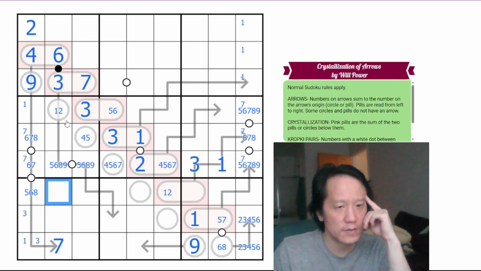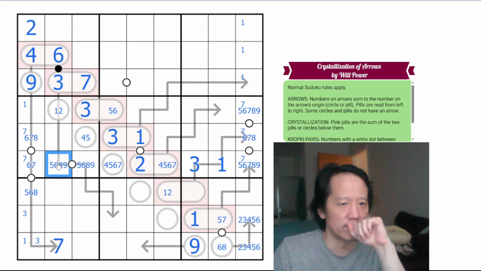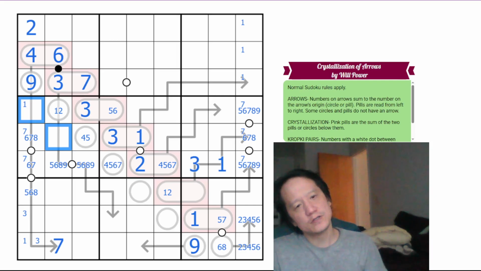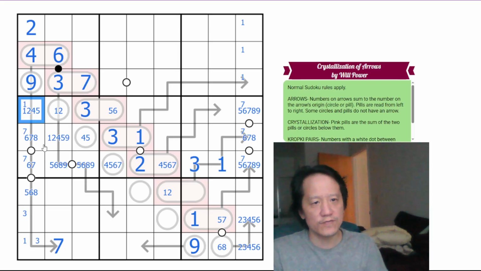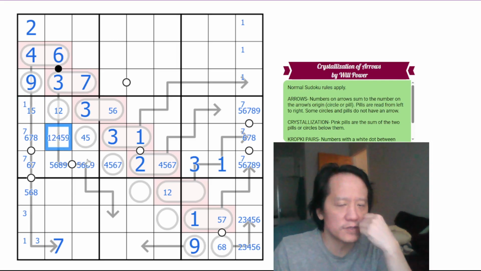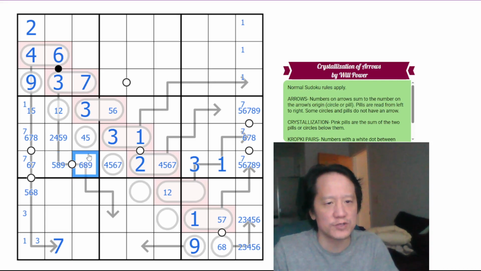Which means in the rest of the box, one of these is 6 or 8. You cannot have 6 or 8 or 7 in the rest of the box. So that means this is 1, 2, 4, 5, 9. 9 cannot be here. 4 cannot be here. 2 cannot be here. This is 1 or 5. So this can't be 1 here because of the 1 in the row. 6 cannot be here, therefore this can't be 5.